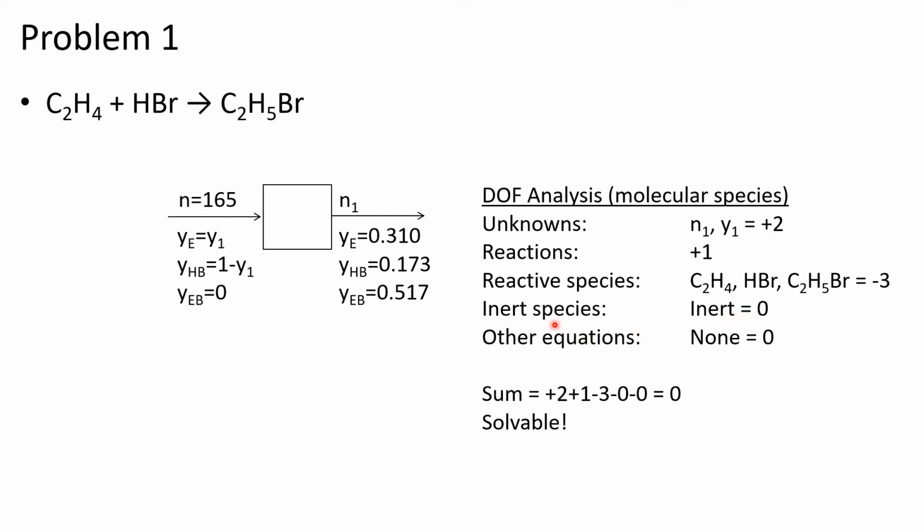Finally, we'll look at the number of inert species that are present. We'll count those. There are none, so we'll have a value 0 in the table. And we're not provided any other equations, so we'll have a value 0 here in the table. To perform the degree of freedom analysis, we simply take the number of unknowns and add the number of independent reactions, and then subtract off the reactive species, the inert species, and any other equations. Doing that, we find that the sum is 0, so the problem is solvable.